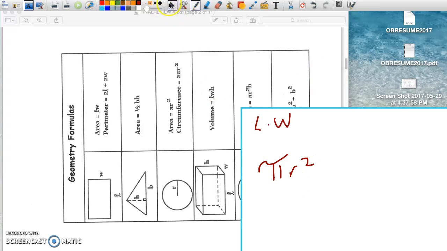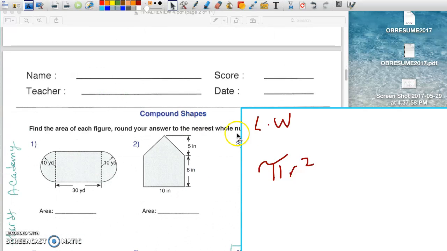Okay, let's scroll back down. Rectangle, length times width, or vice versa. As you can see, I have 30 times 10. There you go. So I have the length, which is actually 10 times 30. It doesn't really matter either way because you get the same answer. So what do you have? Your 30 times your 10, 300.